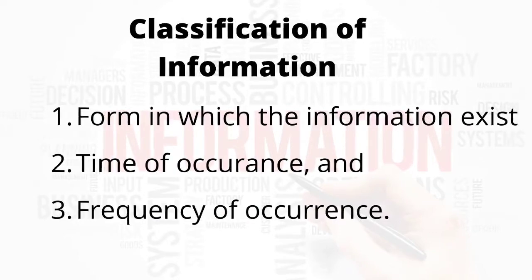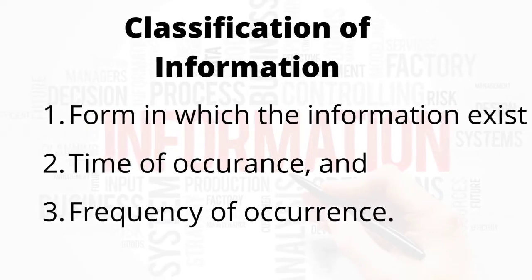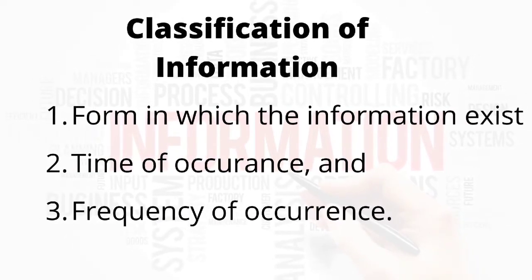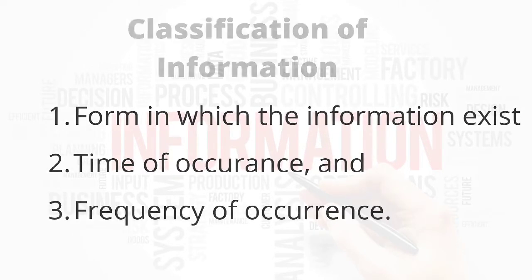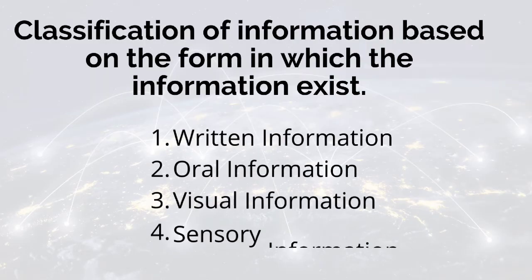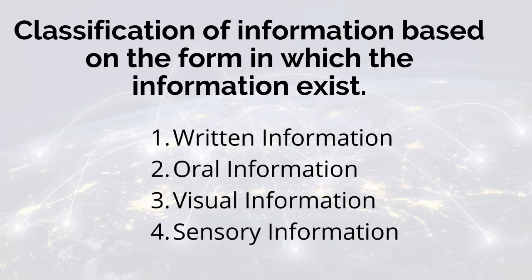Okay, now information can be classified in three ways. One, the form in which information exists. Two, the time of occurrence. And three, the frequency of occurrence. Now let's look at the first classification. That is classification based on the form in which the information exists.